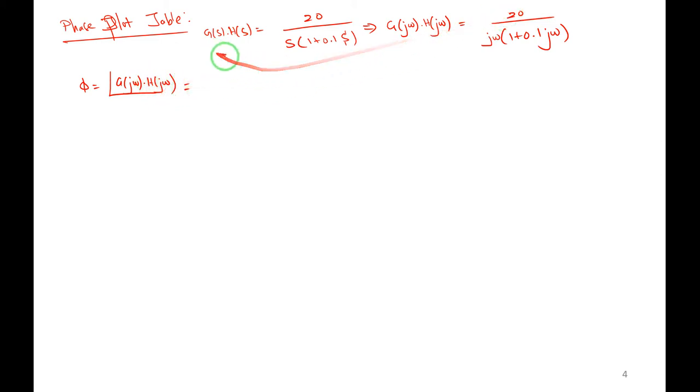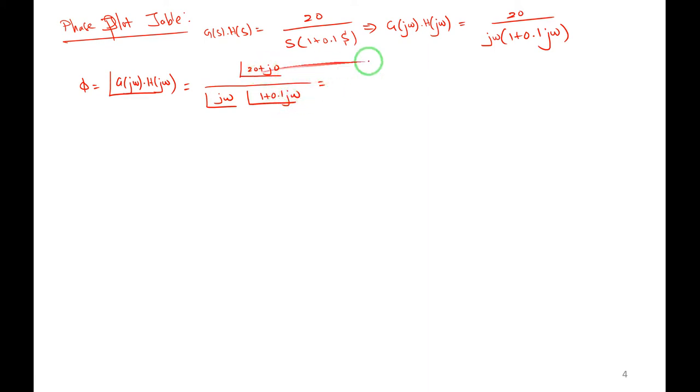Then angle of 20. I'll separate angle of 20 plus j0, also write. You can write if you want. Then angle of j omega. If you want, you can write 0 plus j omega or simply j omega, no problem. Then angle of 1 plus 0.1 j omega.